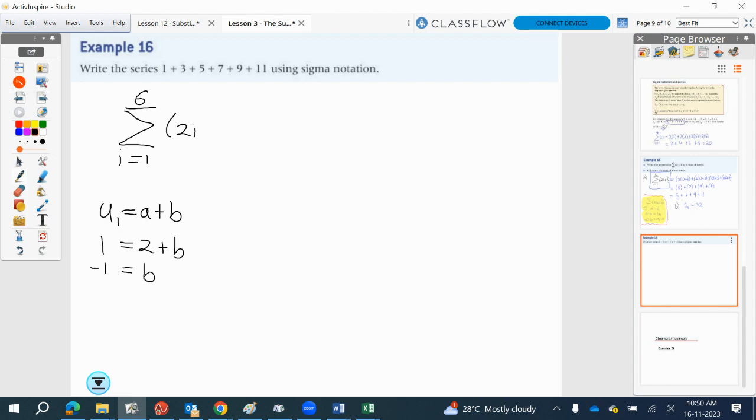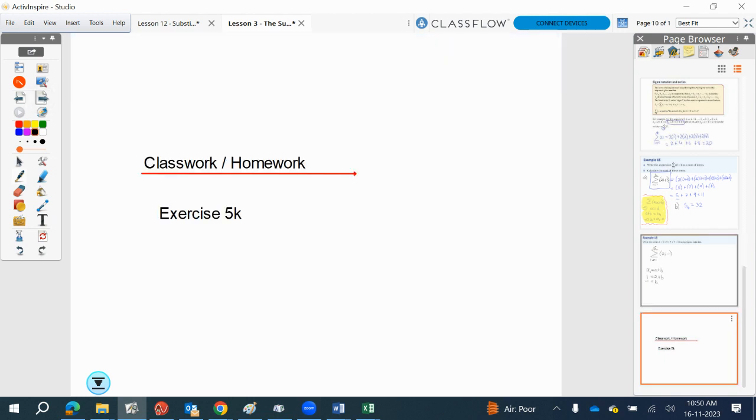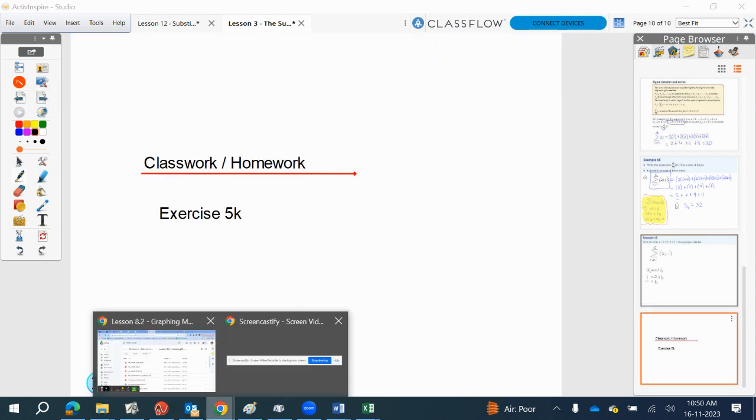We do this calculation. There we go. Okay, classwork, homework time. Exercise 5K.